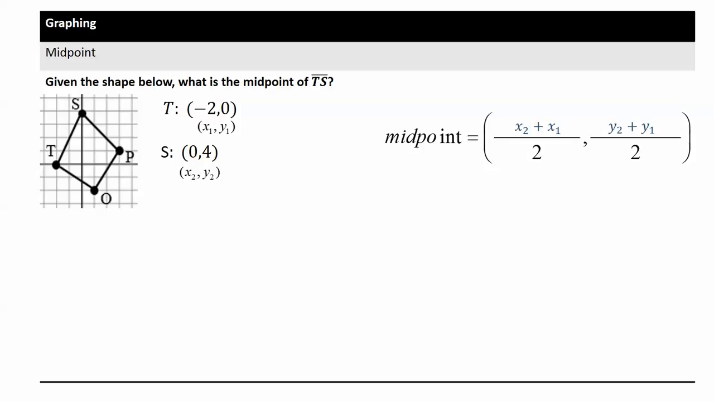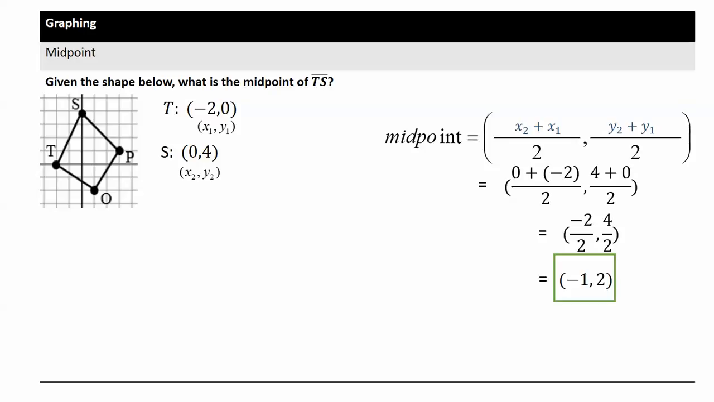So x2 plus x1 is going to be 0 plus -2 over 2, and y2 plus y1 is going to be 4 plus 0 over 2. Simplifying, 0 plus -2 is -2 over 2, and 4 plus 0 over 2 is 4 over 2. I see that -2 over 2 will simplify to -1, and 4 over 2 simplifies to 2.